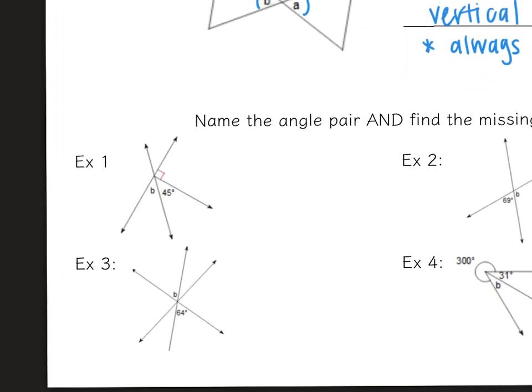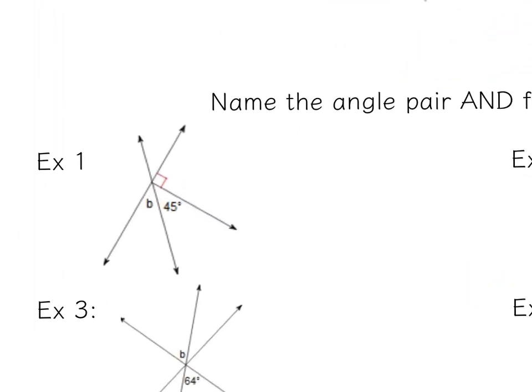So for here in example 1, we know that this angle right here equals 90. And we know that this line makes a straight angle. So that makes these 2 angles here equal 90 as well. So since these 2 angles equal 90, these would be complementary angles.